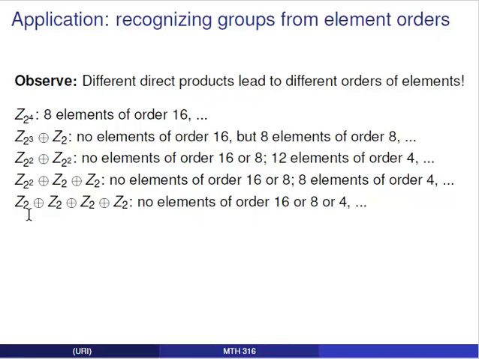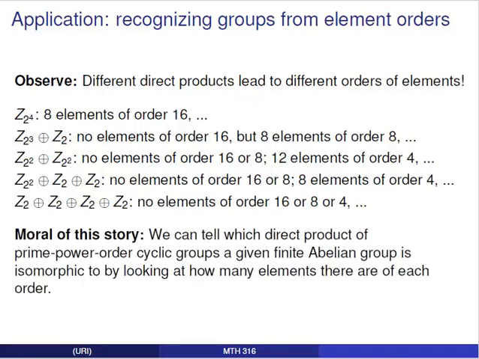And then finally, the last group in the list doesn't have elements of order 16 or 8 or 4. So if the group of order 16 you were interested in only had elements of orders 1 or 2 and no higher orders, you would know that you were looking at a group isomorphic to Z2 direct product Z2 direct product Z2 direct product Z2. But let's apply this. We can tell which direct product of prime power order cyclic groups a finite abelian group is isomorphic to by looking at how many elements there are of each order.